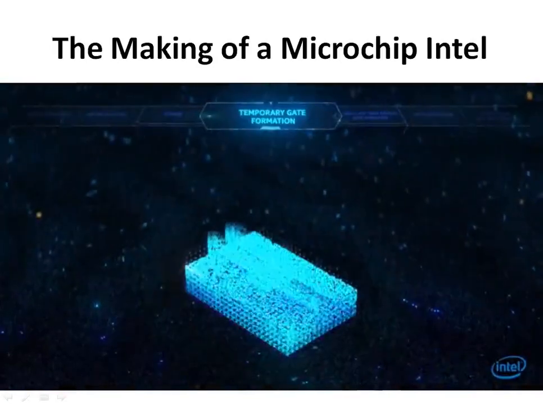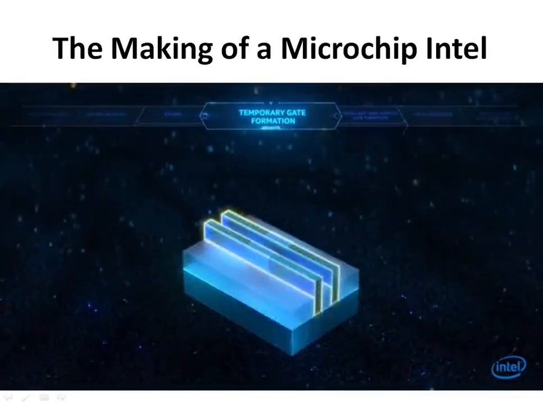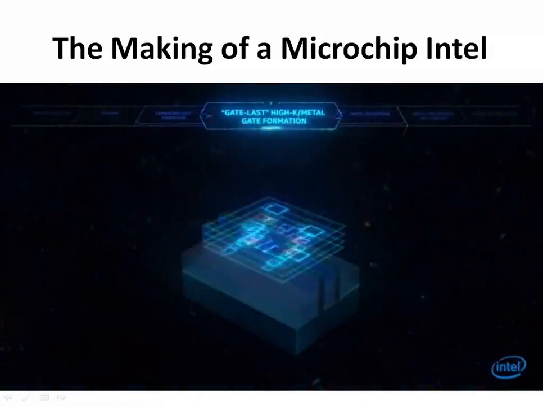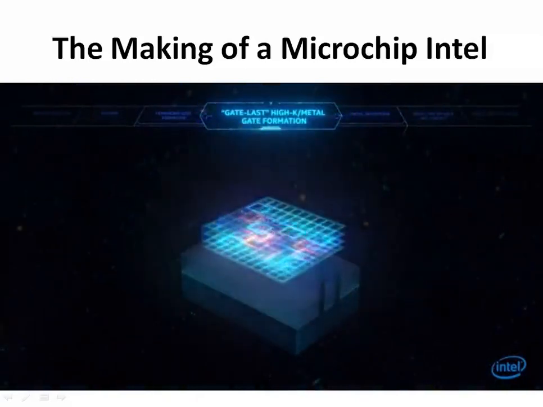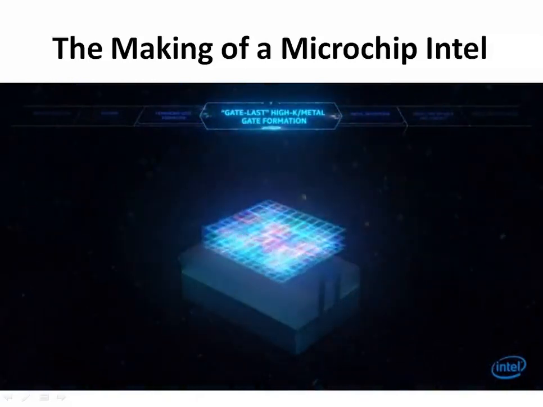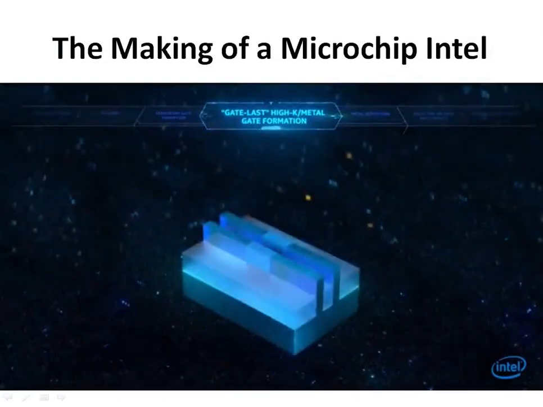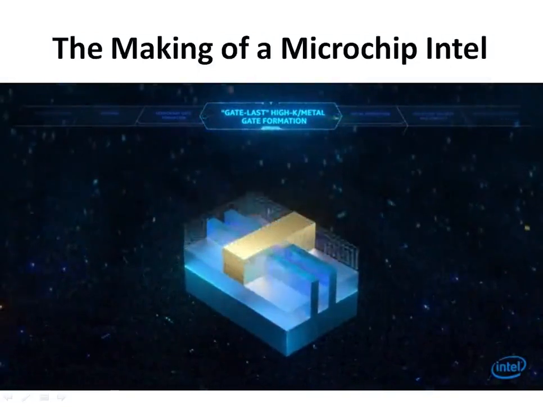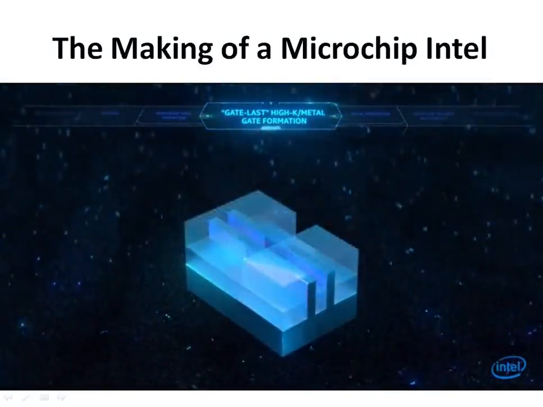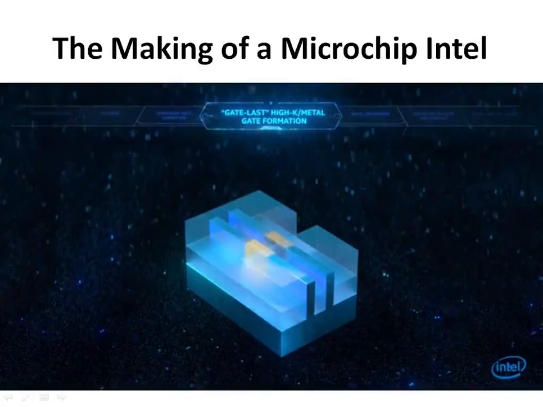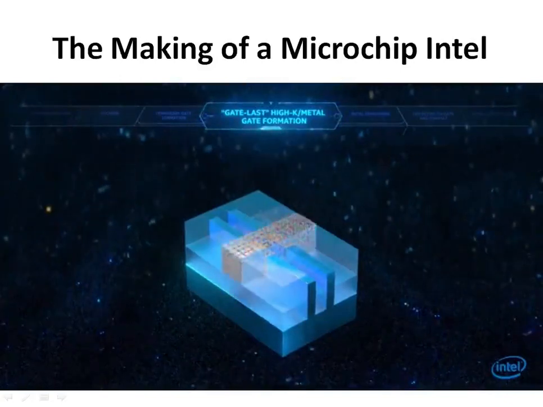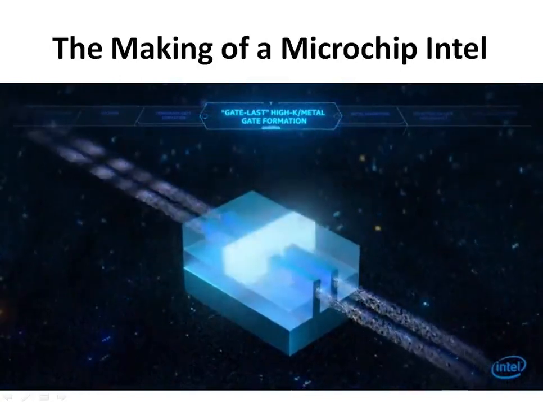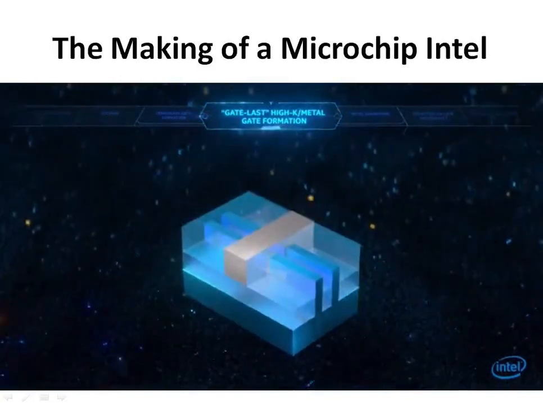FinFET construction requires first building a channel in the form of a fin. Intel has devised several innovations to overcome fundamental barriers to continued transistor scaling. One such innovation is a breakthrough fabrication method called gate last. It involves building, then removing a temporary gate in order to precisely place the dielectric material and metal gate. This allows for the gate to wrap around the fin and control the flow of electrons through the channel.